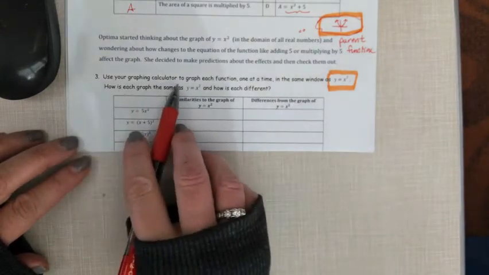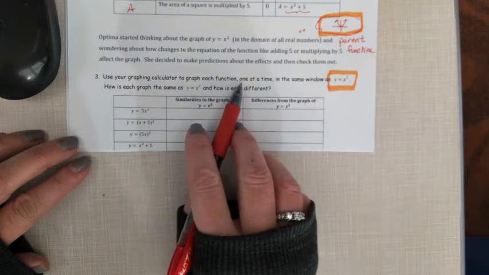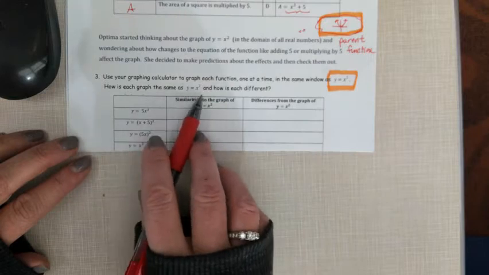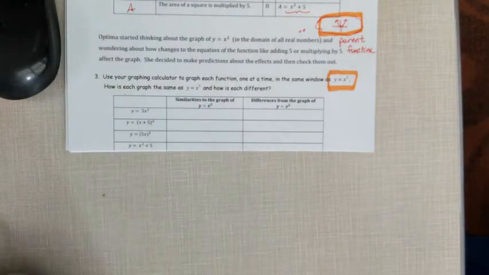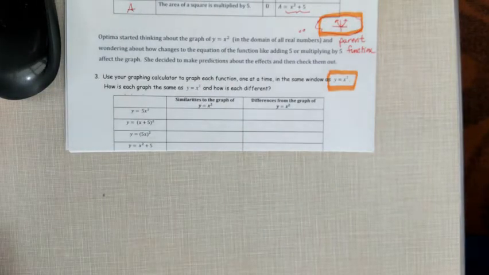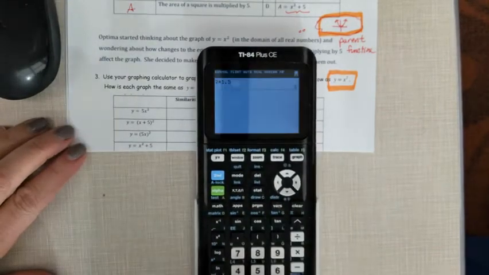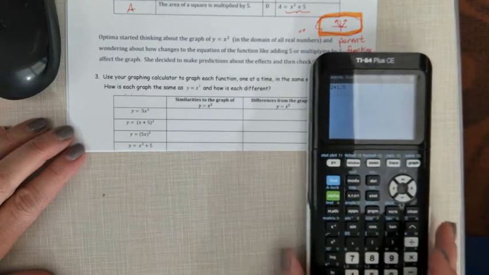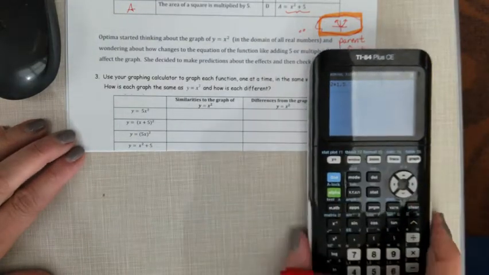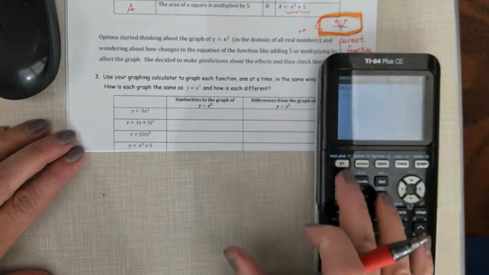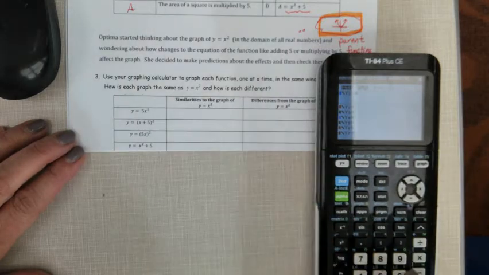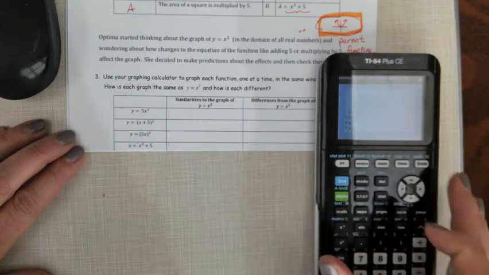So if you use your graphing calculator to graph each function one at a time in the same window, how is each graph the same as y equals x squared, and how is each different? I hope you've dusted the cobwebs off of this puppy that we used a fair amount of times in Module 1, but we'll use it quite often in Module 2. So if I type in y equals x squared, there's the parent function.